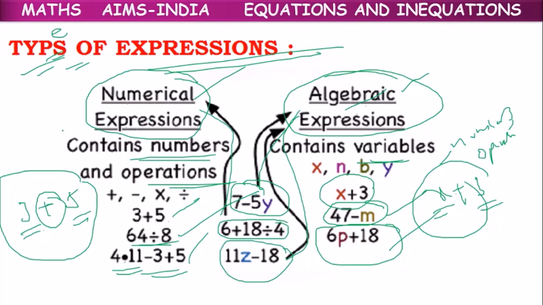Like that, we have two kinds of expressions. If they contain only numerals and operators, it is a numerical expression. If they contain variables also, at least one variable, then it is an algebraic expression.